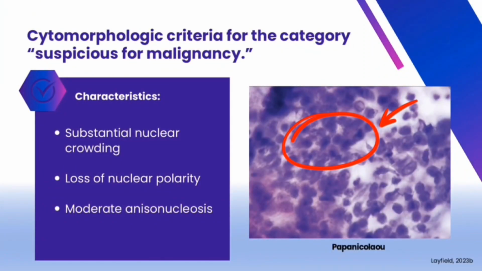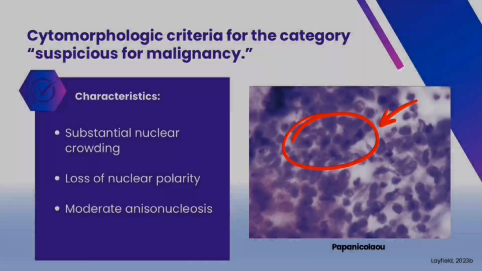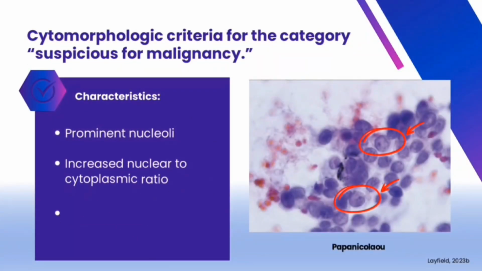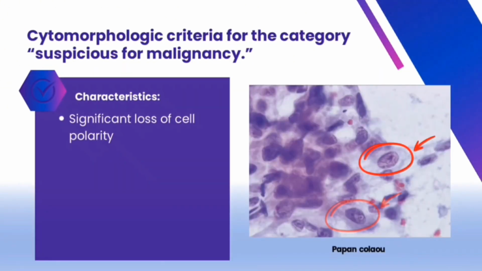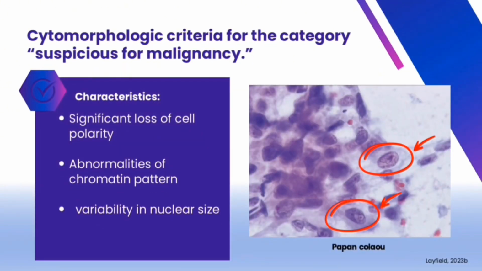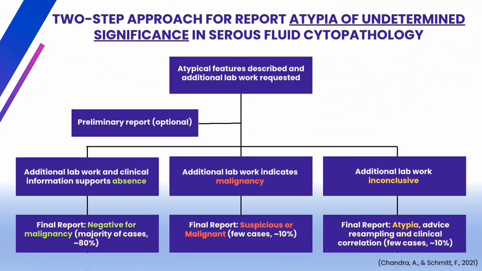The first figure shows the characteristics of substantial nuclear crowding, loss of nuclear polarity and moderate anisonucleosis. The second figure shows the characteristics of prominent nucleoli, increased nuclear to cytoplasmic ratio and anisonucleosis. The third figure shows the characteristics of significant loss of cell polarity, abnormalities of chromatin pattern and variability in nuclear size.